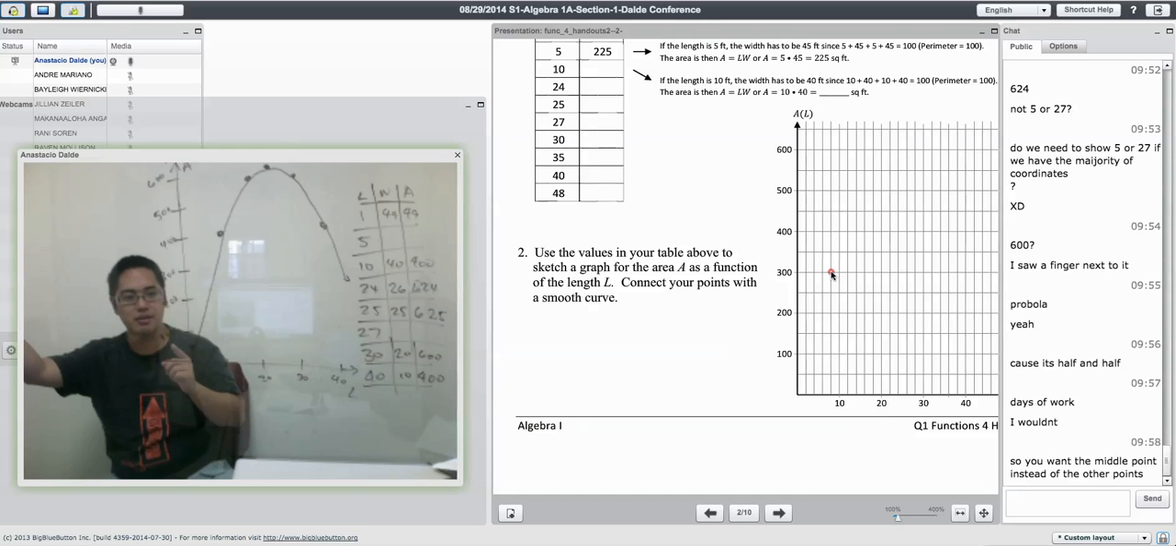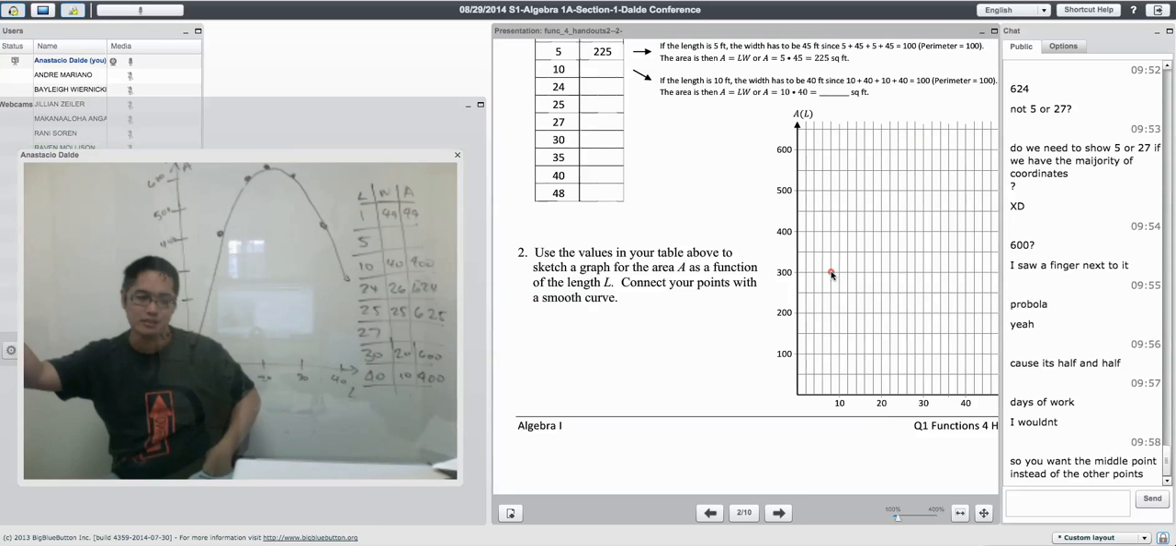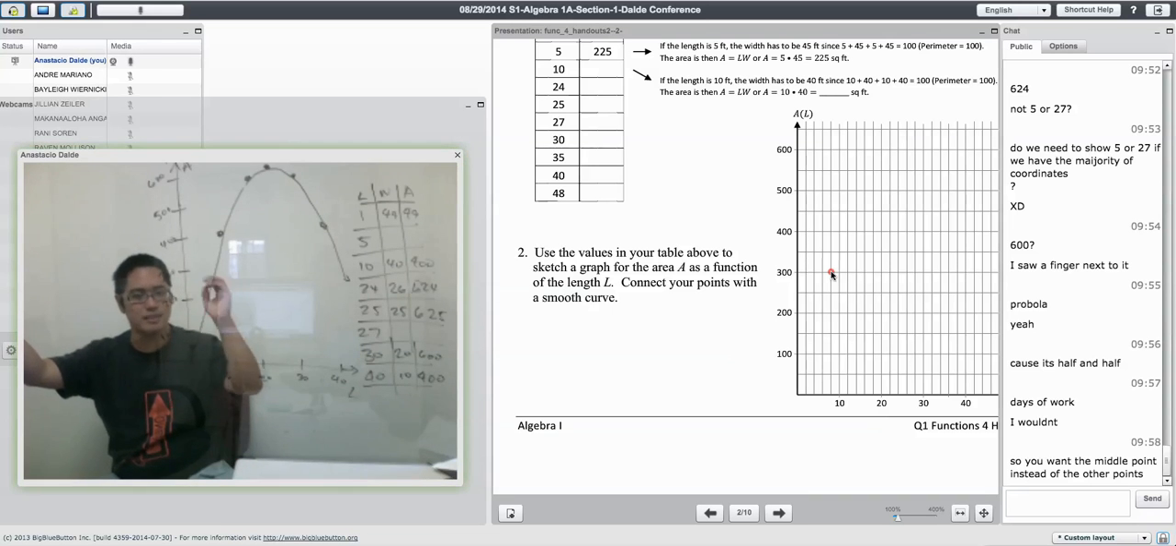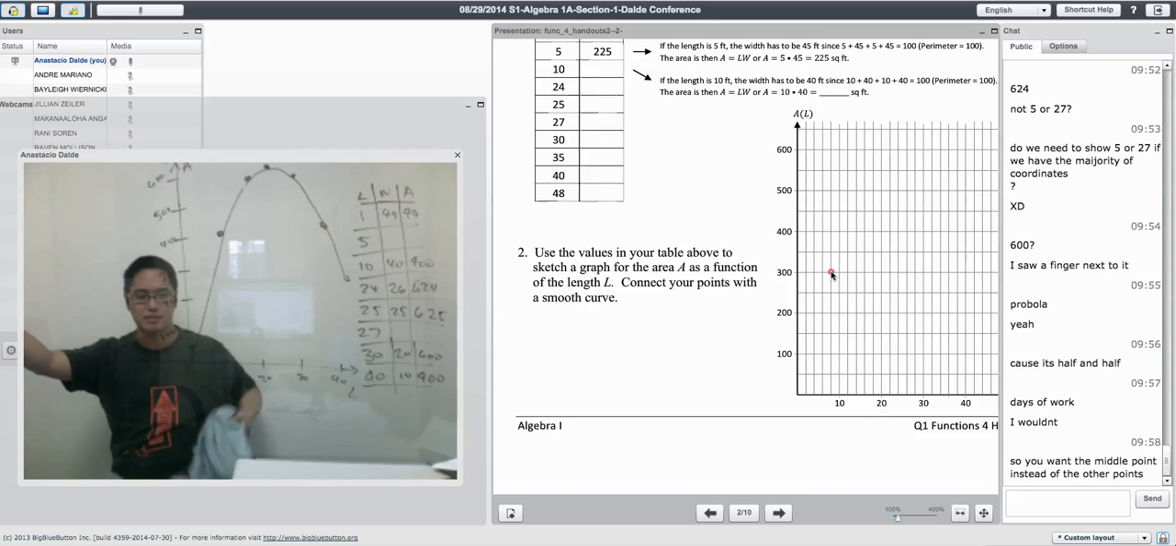So you would want the middle point. Exactly, Raven, we would want to figure out a way to get to that point right there, instead of getting to that point or that point. We want the sweet spot. That's the sweet spot. Cool?